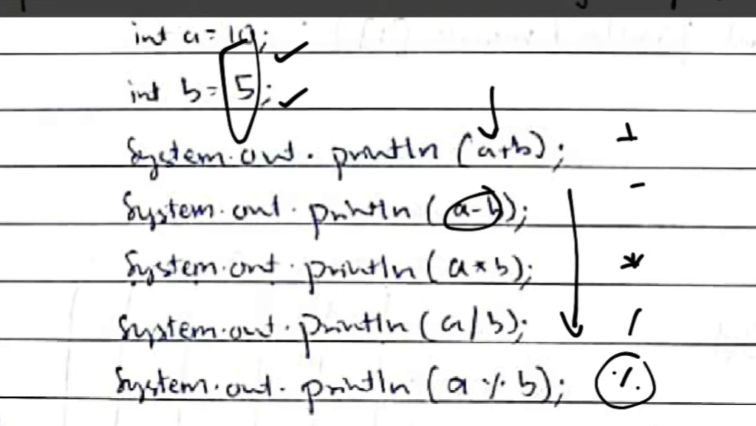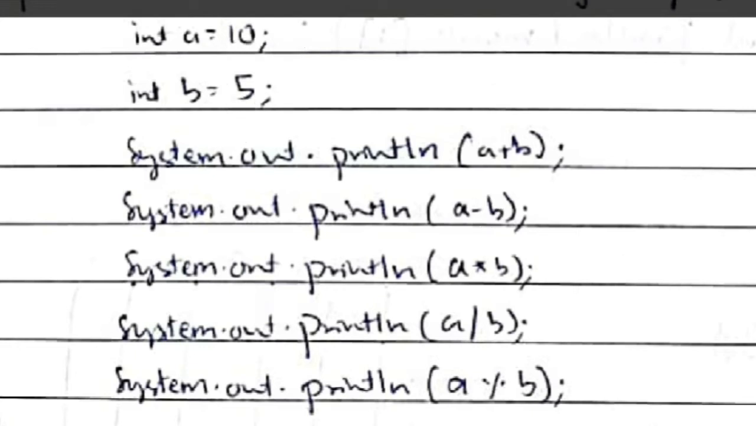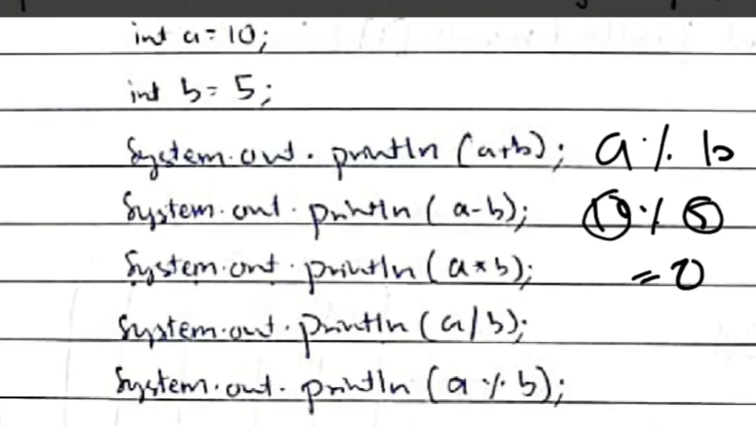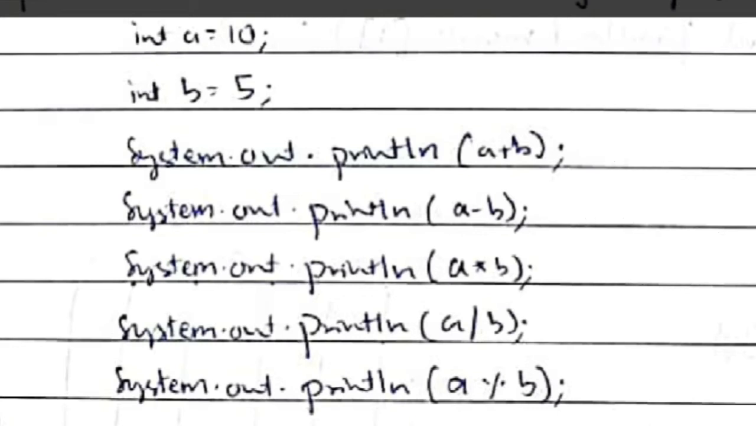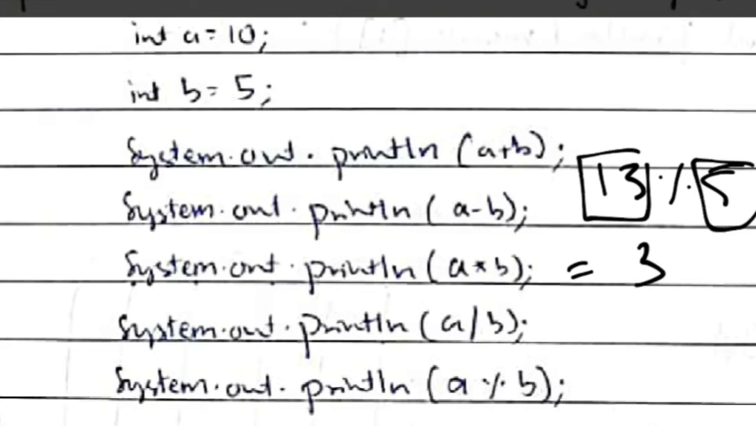What does modulus do? If I write a modulus b, at that time it will be 10 modulus 5, which will give me 0, because the modulus of a and b is nothing but the remainder which I get when I divide 10 by 5. If I write 13 modulus 5, at that time the remainder will be 3, because when I divide 13 by 5, the remainder is 3. So the modulus operator gives me the remainder.